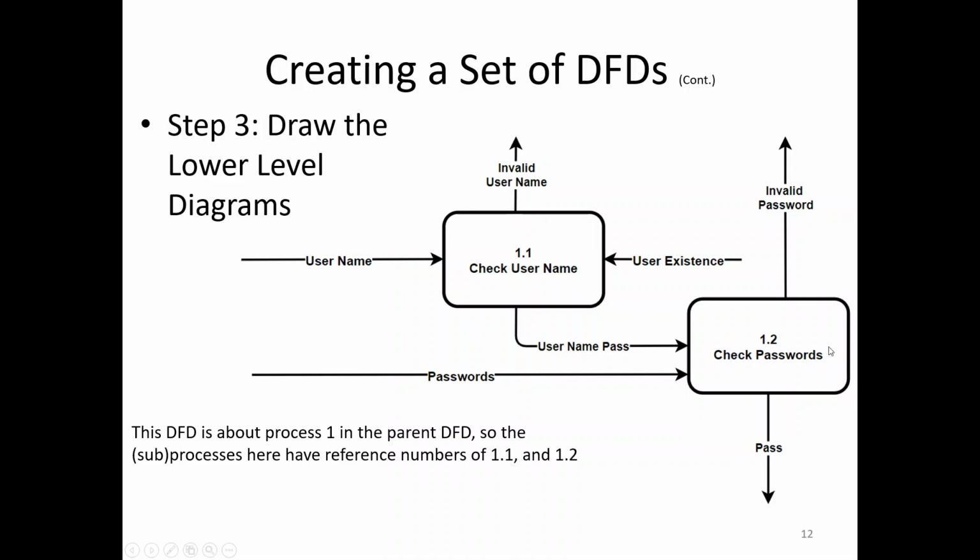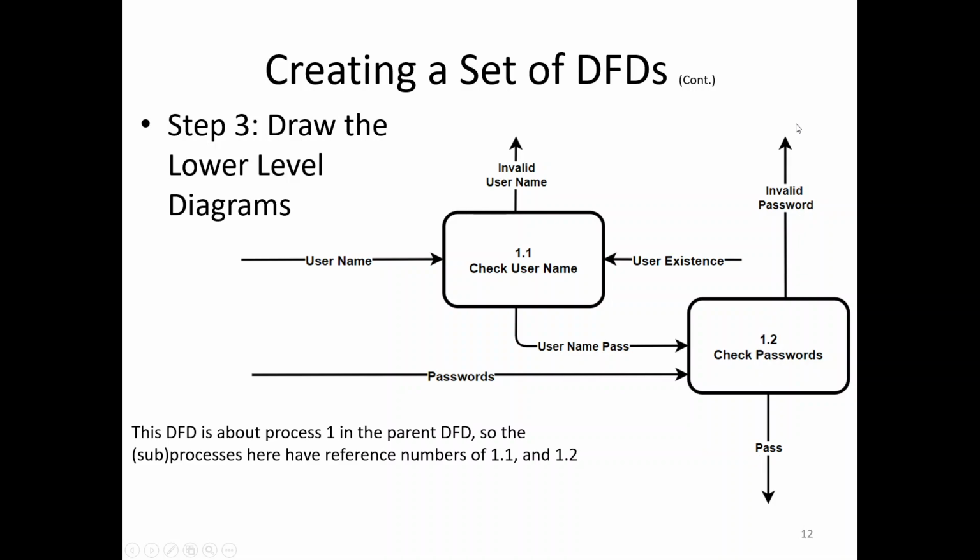Process 1.2 is responsible for checking passwords. It starts work after it receives this username pass from process 1.1. Which means process 1.1 and process 1.2 work sequentially. This process requires an input from the user, which is the 2 password data entries from the user. Then it outputs either pass or invalid password.